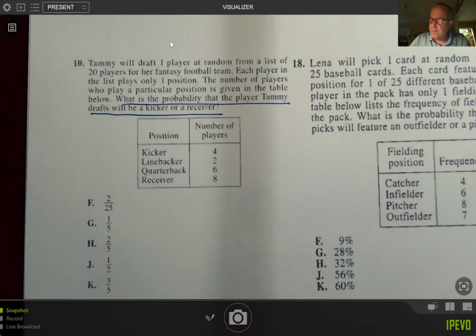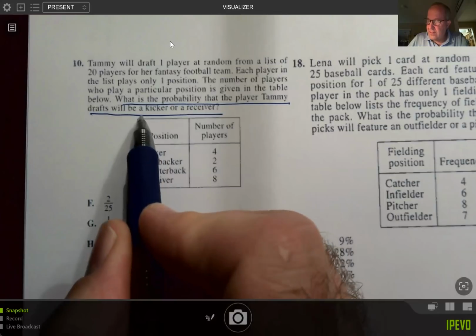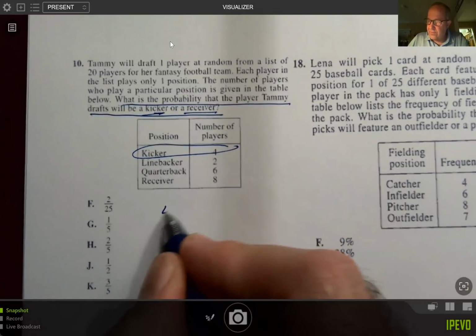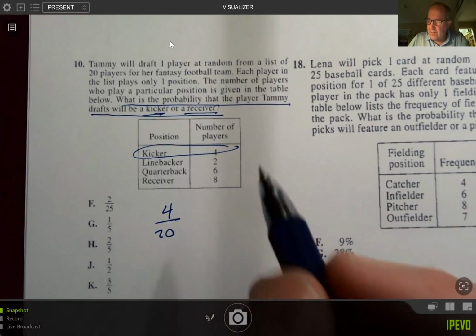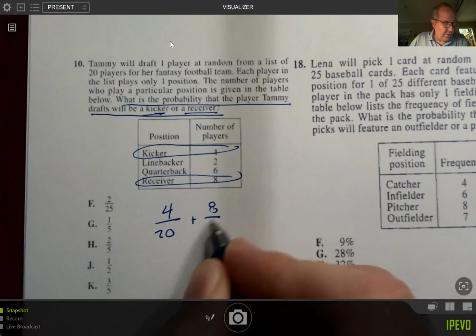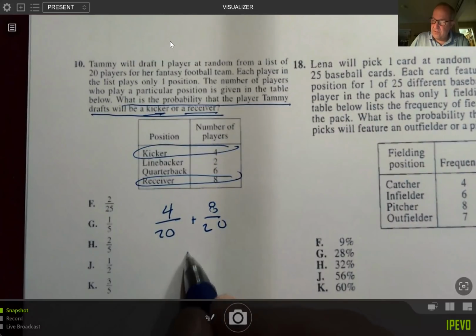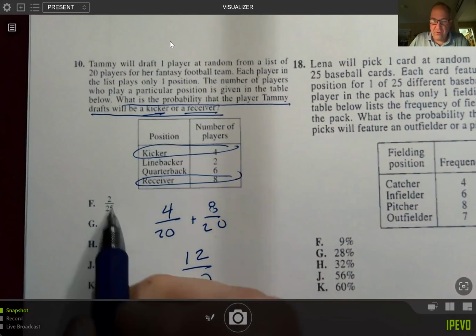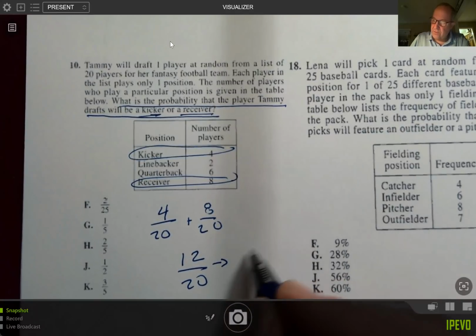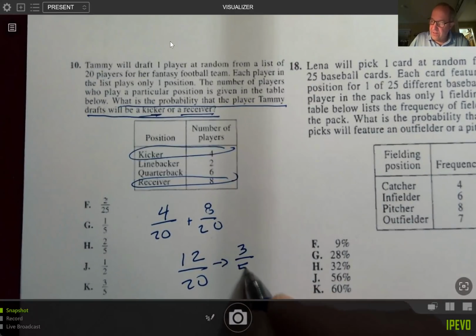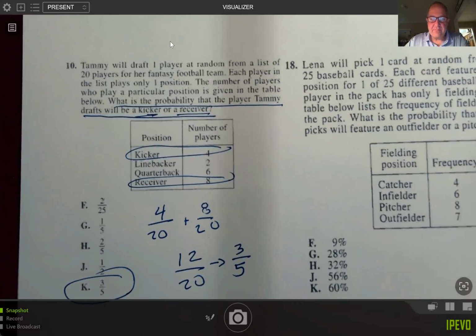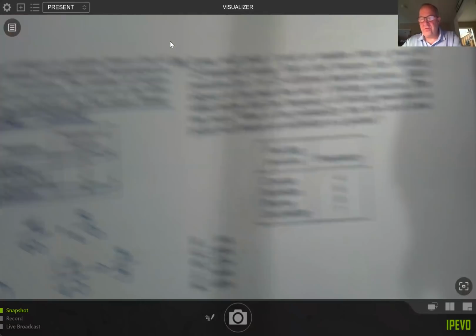Okay, it's time. So the probability they will be a kicker or a receiver. Well, kicker, there's 4 out of 20 of them, right? And then a receiver, there's 8 of those, so plus 8 over 20. Now that adds up to be 12 out of 20, which we don't see as a choice. But if we reduce that fraction, we will wind up with 3/5, which is letter K. Cool. All right. Do number 18.